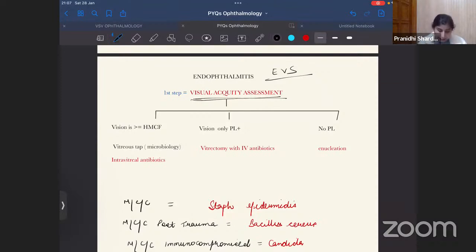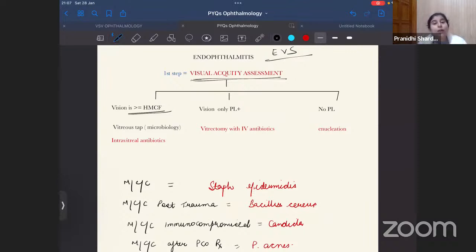Now, what does this study say? If the vision is better than or equal to hand movements, we do a vitreous tap for microbiological examination and give the patient intravitreal antibiotics. If the vision is only perception of light, no hand movement, we do vitrectomy and give intravitreal antibiotics. If there is no perception of light, the eye is a blind eye, and we do enucleation.